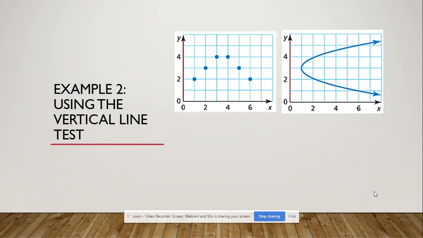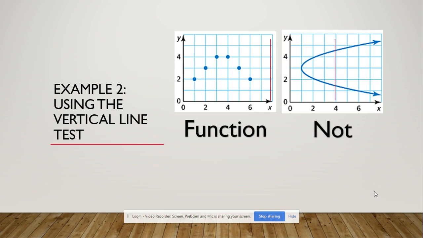All right, so let's use the vertical line test again. Remember, we're just going to think about drawing a vertical line that could go across, and if it only crosses once at any given point, then it's a function. If it can cross twice, it's not a function. So in this first one, we notice the vertical line only ever crossed once. So it's a function. All right, over here, we can see it's already crossing more than once. It's crossing twice, therefore, that one is not a function.